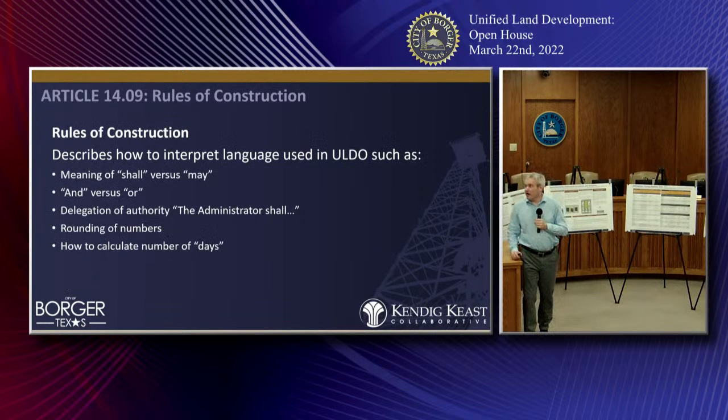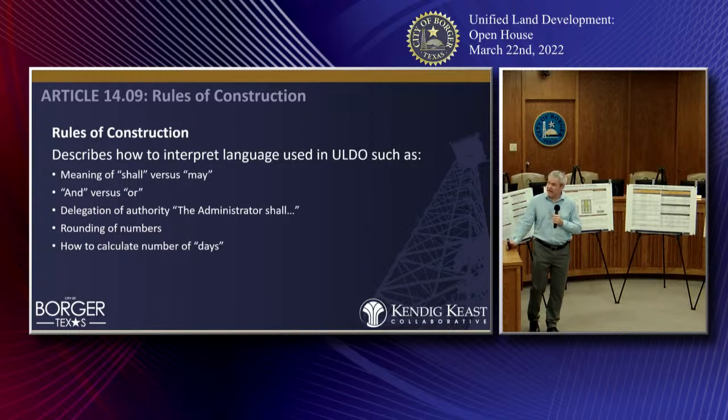Getting toward the end, there are rules of construction and definitions in Article 14.09. This is sort of like definitions, but not quite, where it describes the difference between something like shall versus may, where shall is mandatory. If it says that the planning director shall do something, then that's a requirement. If it says that the director of planning may do something, then that's not a requirement. And versus or in a list of things can make a large difference. If you say the applicant shall A, B, C, and D versus the applicant shall A, B, C, or D, explaining those differences between and or.